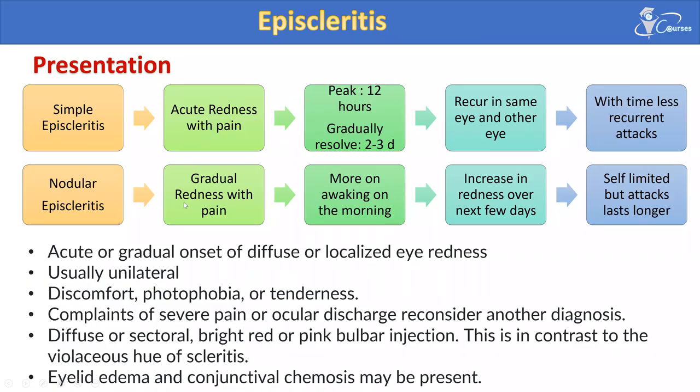While the nodular episcleritis is less than acute. It will be more gradual redness, as if the nodule is starting to develop. It may be gradual redness with pain as well. It could be with pain or without pain, with some discomfort or tenderness. And the difference here is about the peak. In simple or diffuse episcleritis, it reaches a peak in 12 hours. After 12 hours, it reaches the maximum redness, congestion, pain, and discomfort, and then gradually resolves within 2 to 3 days.